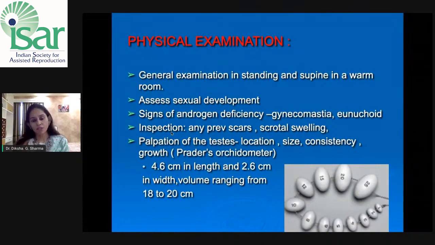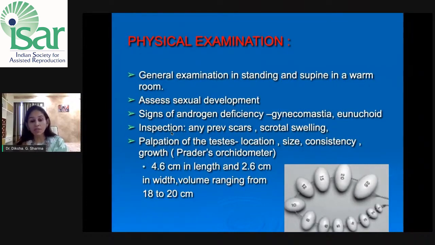Coming to the physical examination. Once you have taken a detailed history, proceed with the physical examination. Examine the male in the standing as well as the supine position in a warm room, making him comfortable. Assess whether the sexual development is complete, whether the features of masculinization are there, whether there's any sign of androgen deficiency. Ask how frequently he shaves, as infrequent shaving would also tell about androgen deficiency. If there's any gynecomastia or eunuchoid features, these are suggestive of low androgen levels.